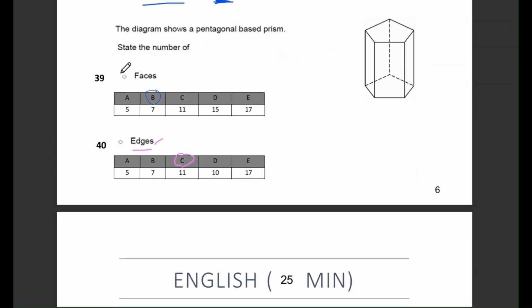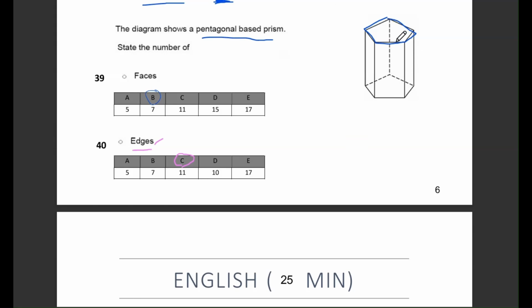Question 39. Now let's move on to question 39. Here we have a special shape called a pentagonal-based prism. It's a bit of a mouthful, but let's break it down. Pentagonal means it has a 5-sided shape, and a prism is a 3D shape where you have 2 identical ends connected by flat sides. The question asks us how many faces this prism has.